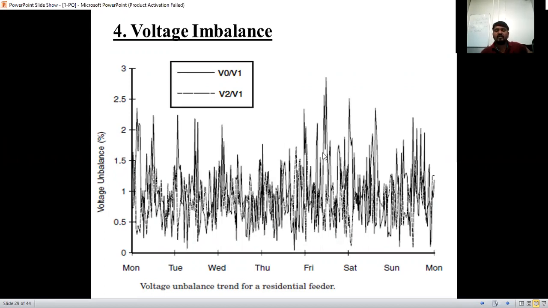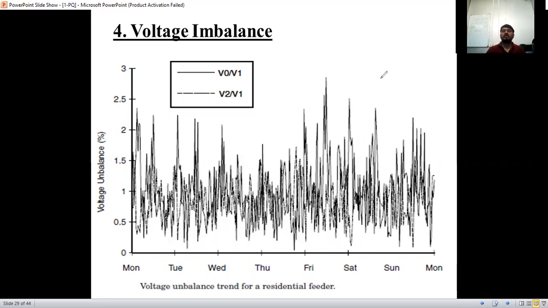Is there any balance here? Is the output voltage the same? No, that is 1 per unit, here it becomes 1.5, 2, 2.5, up to 3 also. So Monday, Tuesday, Wednesday, Thursday, Friday, Saturday, Sunday, Monday. This is the voltage unbalance trend over one week for residential loads only; they have considered residential only.